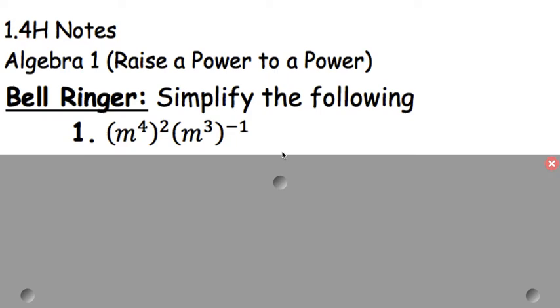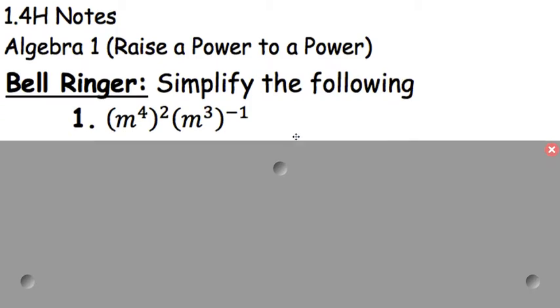We're going to do raising a power to a power again. So we're just going to take what we did in the previous notes one step further. Let's review what we did in those last 1-4G notes before we get into that.